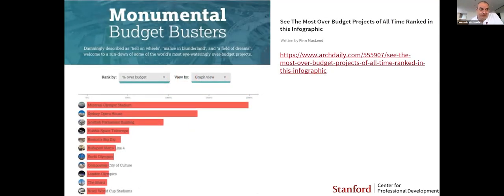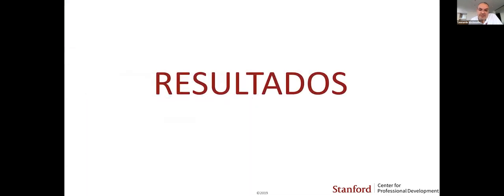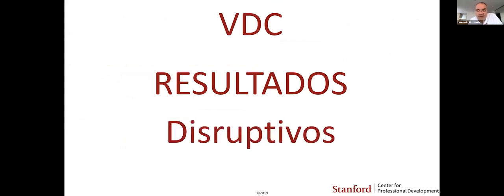Probablemente los que están escuchando esta presentación, todos cumplen con los proyectos dentro del plazo y del presupuesto, pero hay estadísticas que indican, dependiendo de la referencia, que entre el 80 y 90% de los proyectos alrededor del mundo en promedio terminan con un presupuesto más alto y tarde. Entonces, VDC es principalmente un método de gestión que nos permite, por primera vez diría yo, de repente desde la época de los faraones, obtener resultados realmente disruptivos.